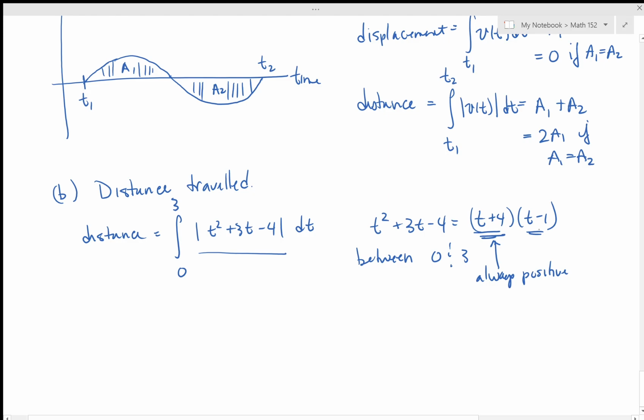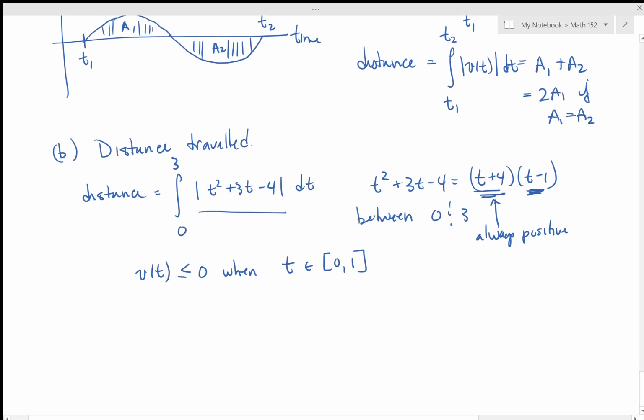Okay, so I'm noticing that I can figure out that v of t is less than or equal to 0 when t is in the interval 0 to 1. And when t is in the interval 1 to 3, the whole thing is positive. Okay, so that allows me to do this.